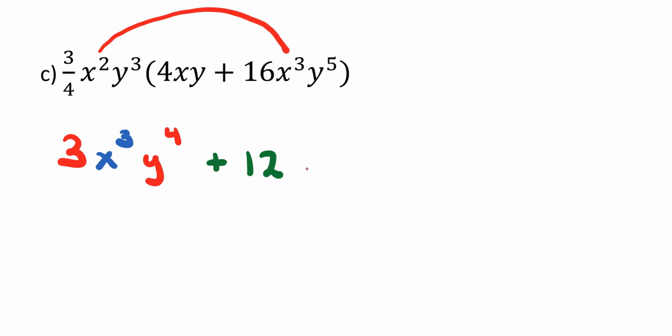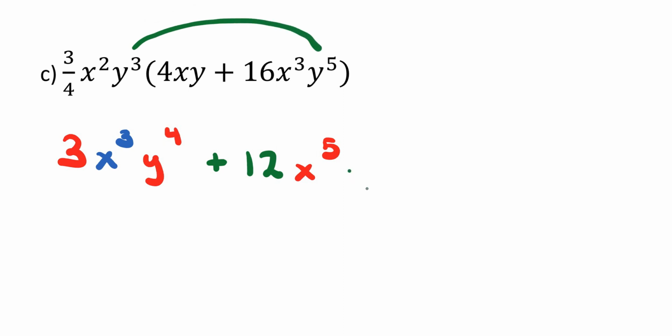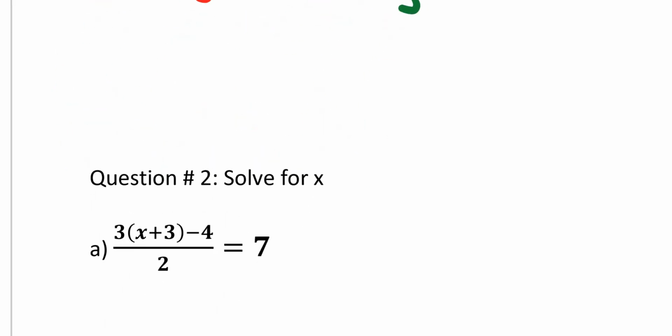X squared times x to the 3 is going to be x to the 5. And then finally we have y to the 3 and y to the 5. So if I multiply those, we just add the powers. So 3 plus 5 is going to be 8. So there is your final answer for that particular question.